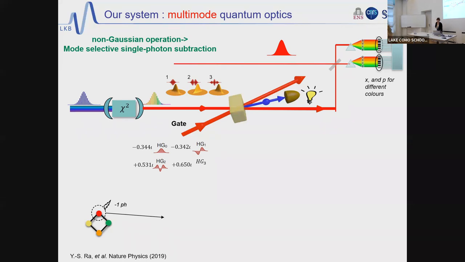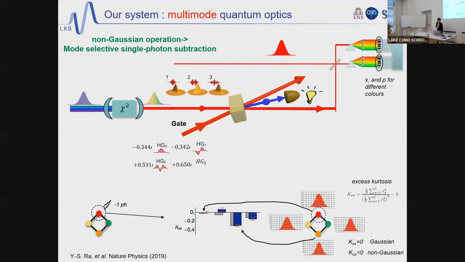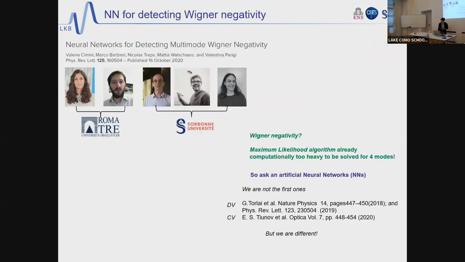If you want to understand the system, in principle you have to reconstruct a Wigner function which lives in a four-dimensional space. This is what is normally done with what is called quantum homodyne tomography, doing maximum likelihood. But as soon as you go to four modes, it's computationally impossible to do. And so what people have done is start to use, for example, artificial neural networks for doing it.